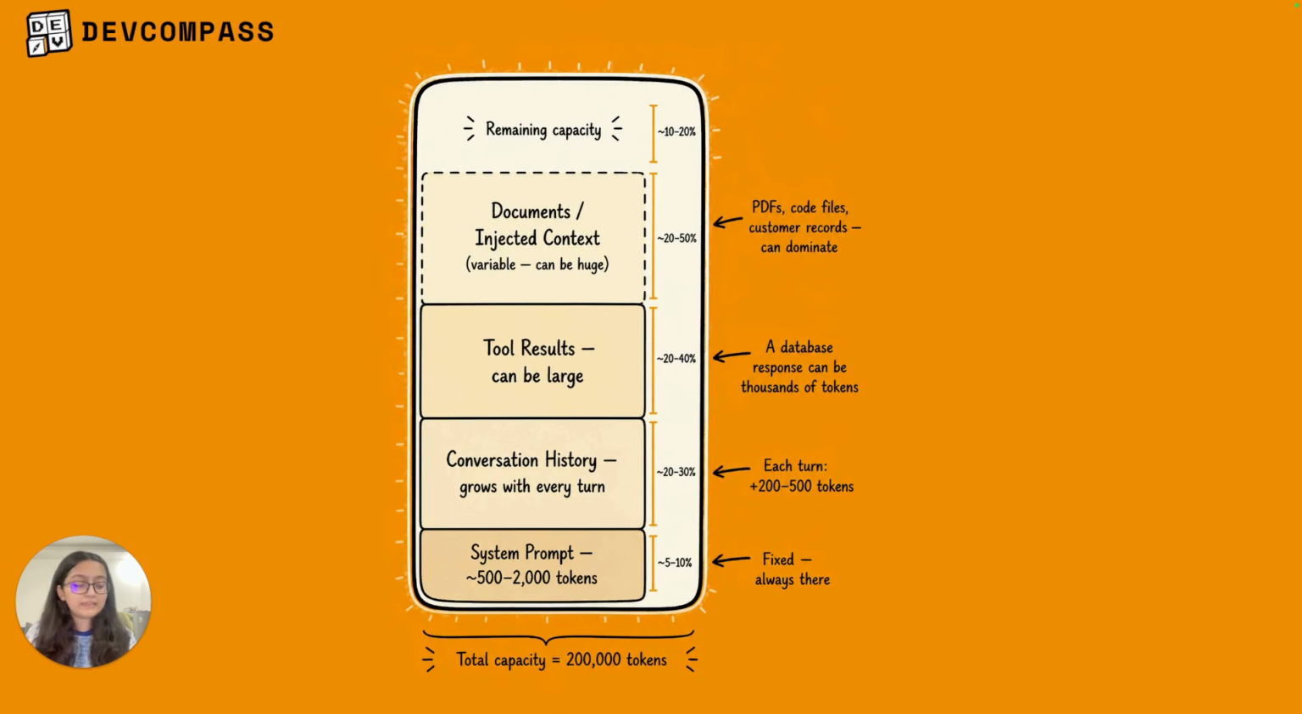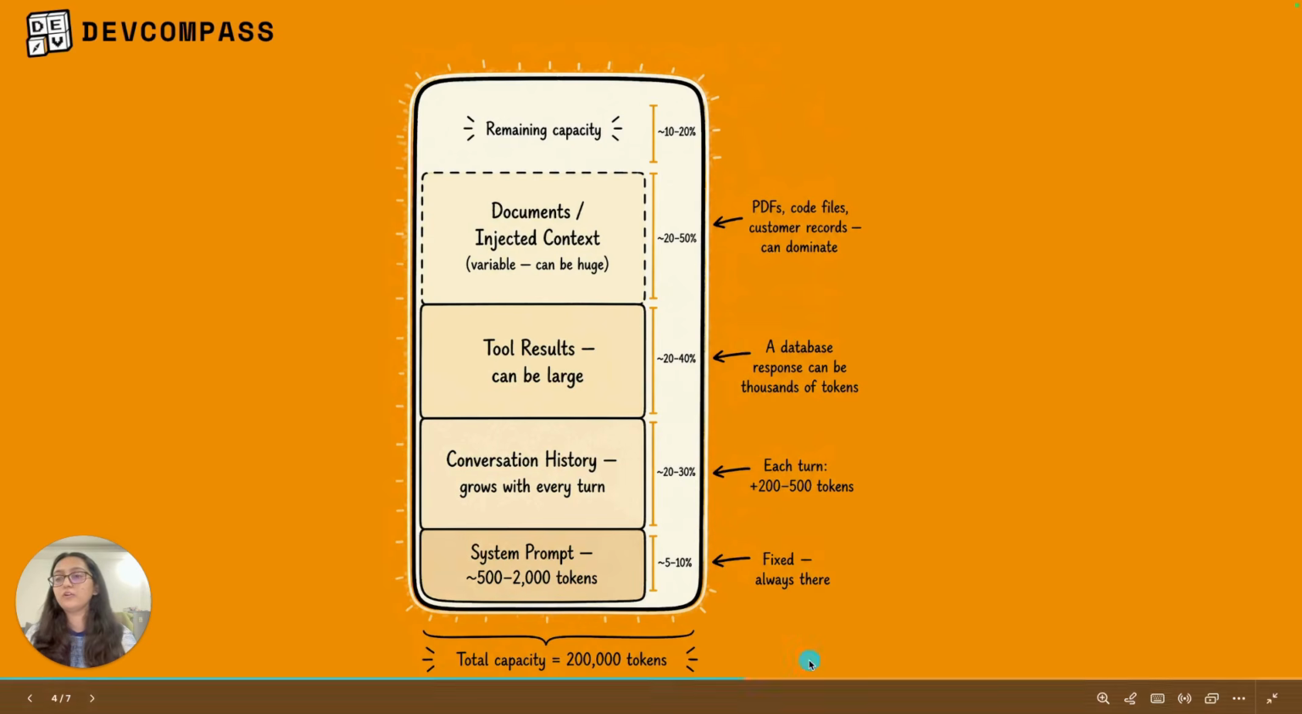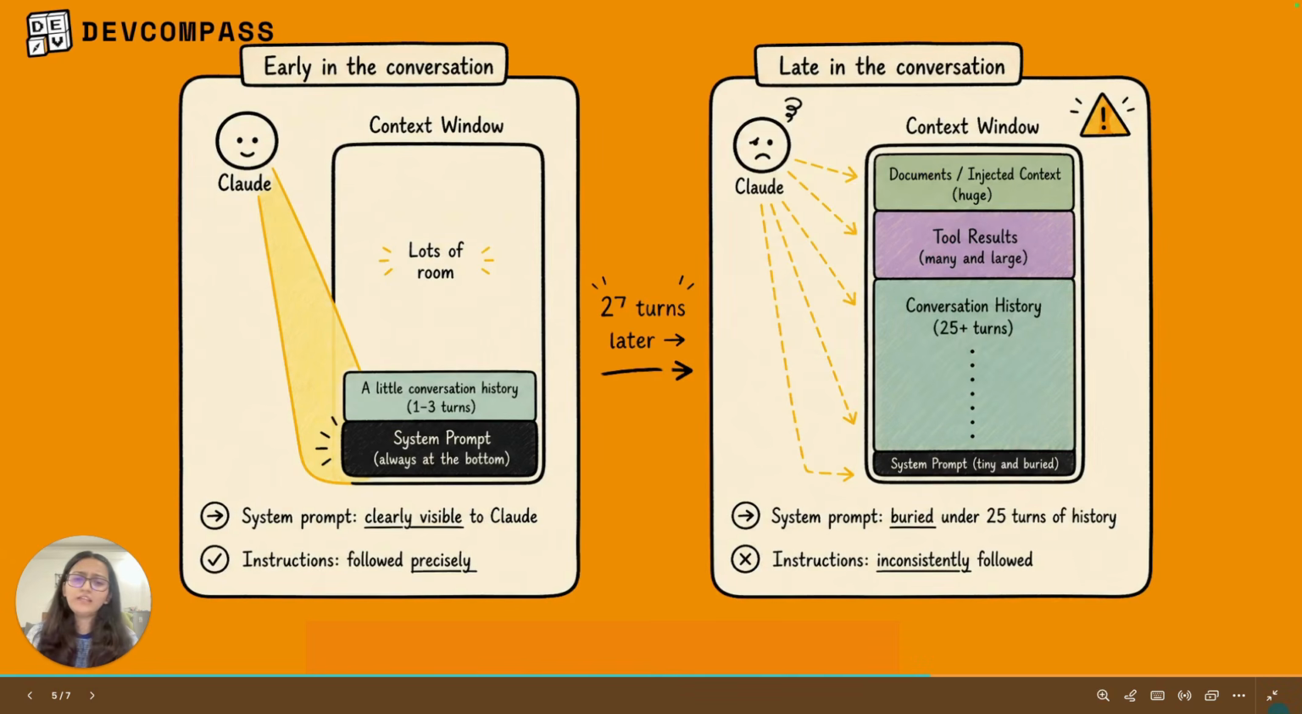starts. And then look at the remaining empty space at the top of the box. That's the remaining capacity. It's smaller than you would expect. That's the point of this diagram. The context window feels enormous in the abstract, but an agent that's been running for 20 turns, calling tools that return medium-sized results with a reasonable system prompt, that agent has used a substantial portion of its context before anything goes wrong. Now, let's look at the practical consequence of that filling up.